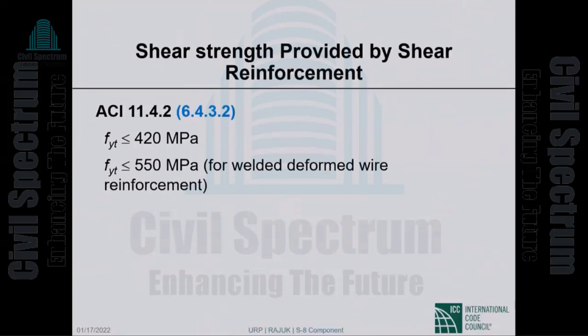Okay, this is extremely important. F sub YT, the yield strength of shear reinforcement, is limited to 420 MPa. Please keep that in mind. If you use higher strength reinforcement in shear calculations, you cannot use F sub YT in excess of 420 MPa. If it is welded deformed wire reinforcement, then yield strength is restricted to 550 MPa.